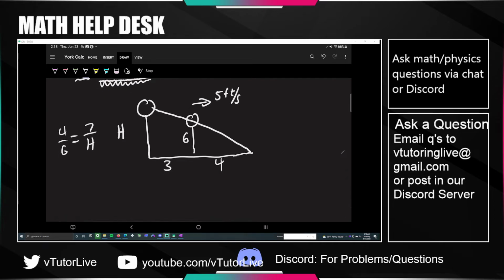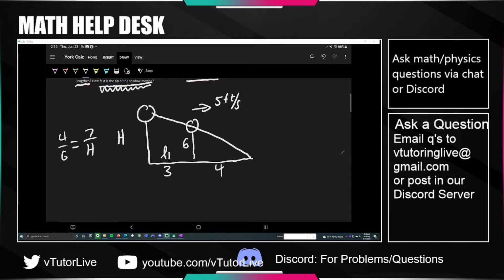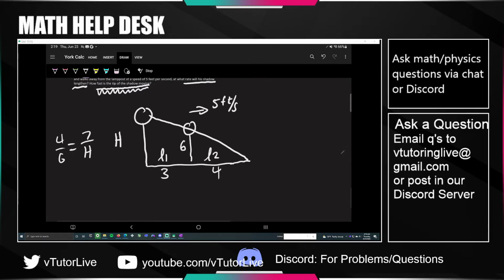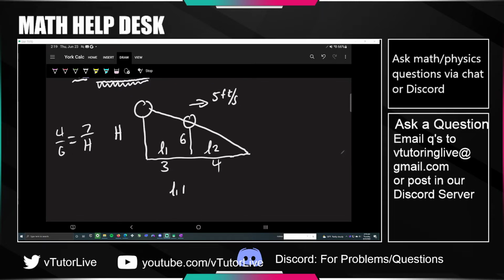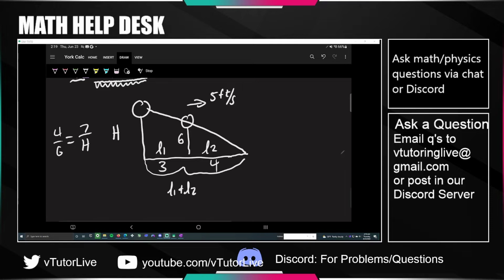But we want to start thinking about the nuts and bolts of this problem, and we want to be thinking in terms of some variables. The height of the man and the height of the lamppost are constants, so those can be straight-up numbers. But let's define L1 as the distance between the two entities, and let's define L2 as the length of the shadow. And L1 plus L2 is the distance between the lamppost and the tip of the shadow.